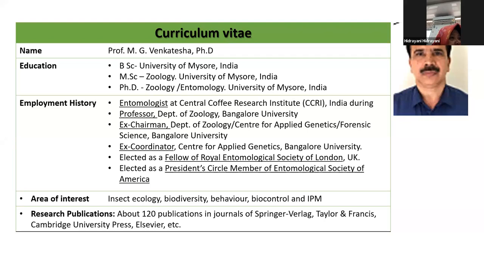Mr. Venkatesha is a professor at the Department of Zoology, Bangalore University. His areas of interest are insect ecology, biodiversity, behavior, biological control, and IPM. So many are the expertise of Mr. Venkatesha. Of course, so many publications have been made, about 120 publications. Okay, we will give the time and the place to Professor Venkatesha.